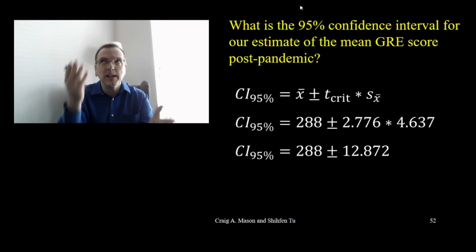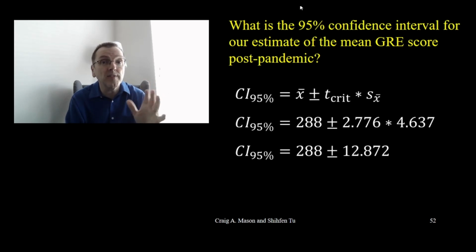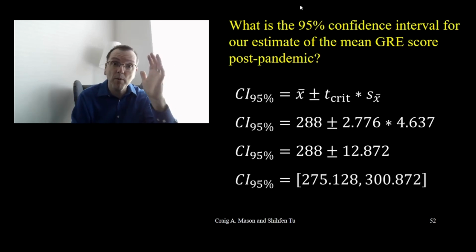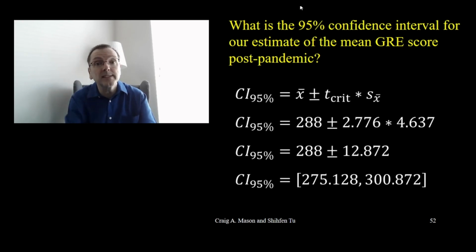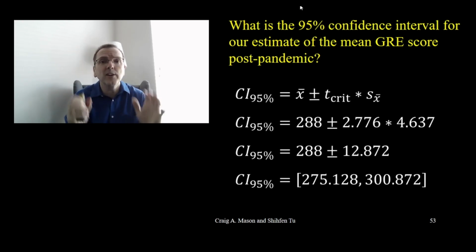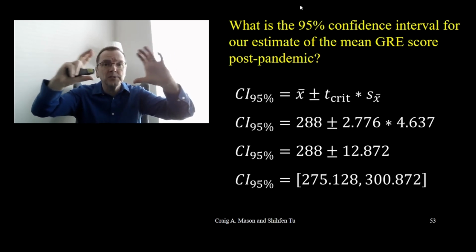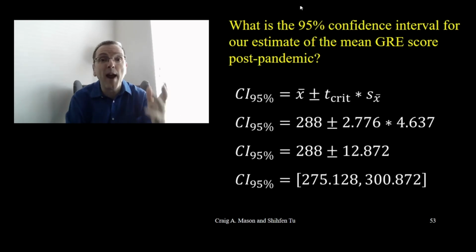Solving for that plus and minus 12.872 gives us the lower and upper bounds for the 95% confidence interval, which are 275.128 as our lower bound and 300.872 as our upper bound. And notice that format of listing the lower and upper bounds of the confidence interval in brackets. Nice, right?